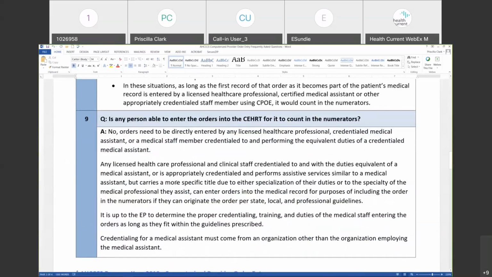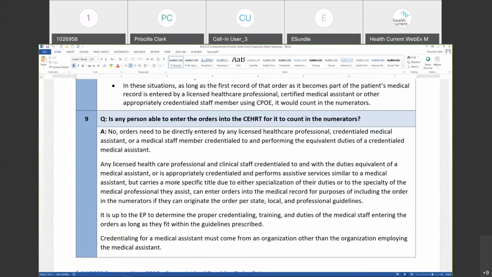Question 9, is any person able to enter the orders into the CEHRT for it to count in the numerators? The answer is no. Orders need to be directly entered by any licensed healthcare professional, credentialed medical assistant, or a medical staff member credentialed to and performing the equivalent duties of a credentialed medical assistant.